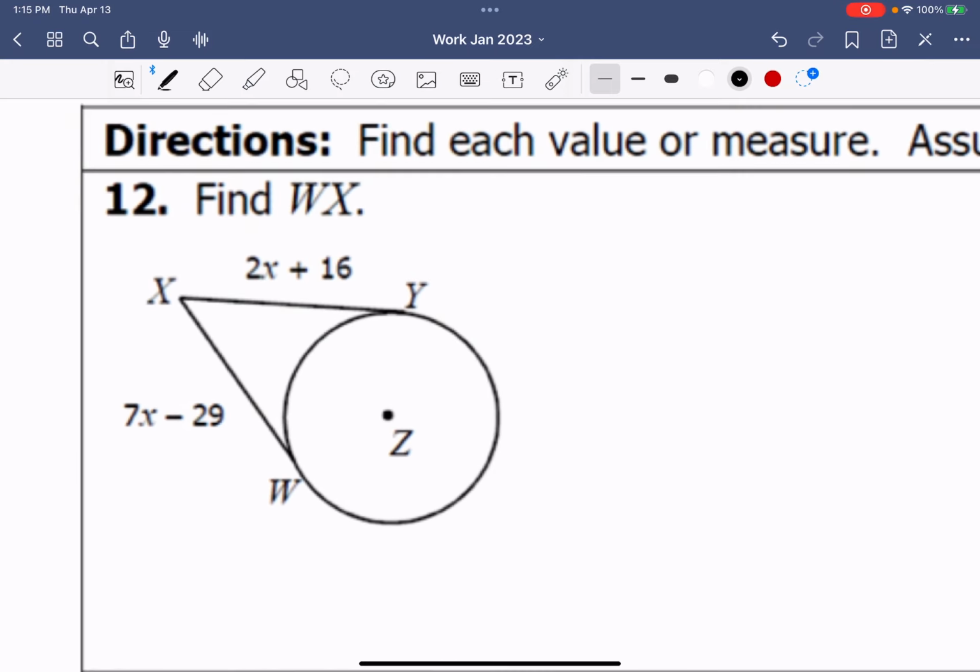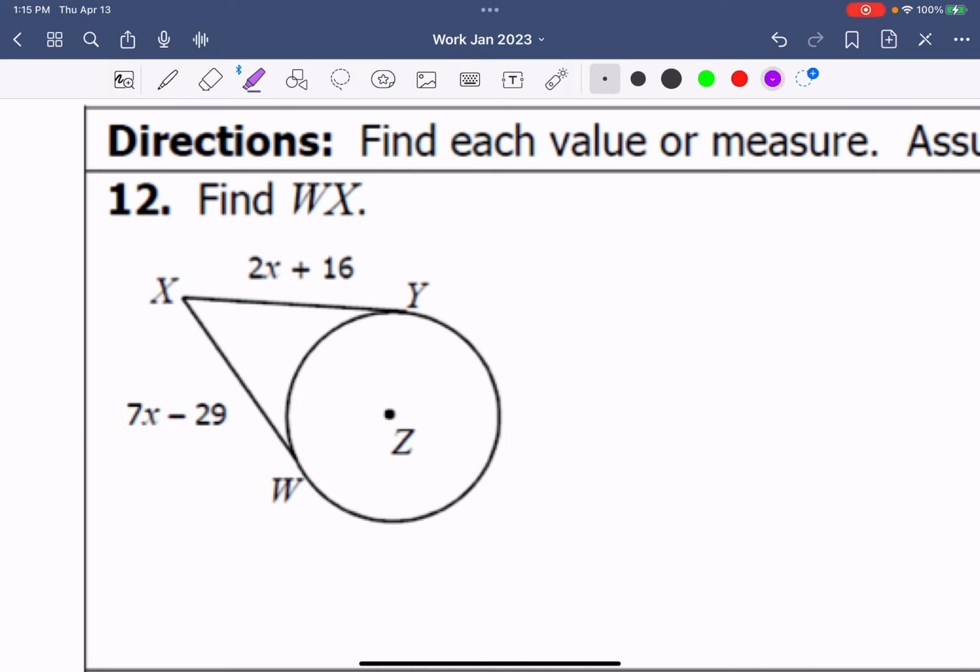Okay, so for number 12, you want to be making them equal to one another. You're going to solve for X, and then when you're done, don't forget that they asked you to find WX. So you want to take your answer and plug it into 7X minus 29.